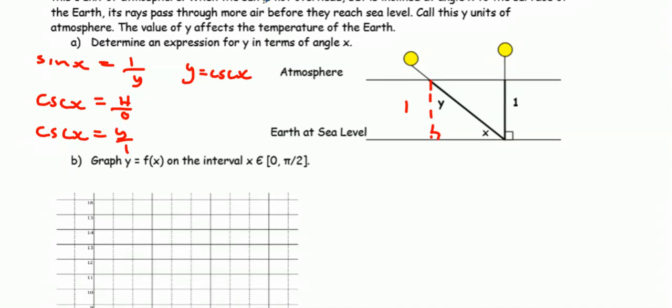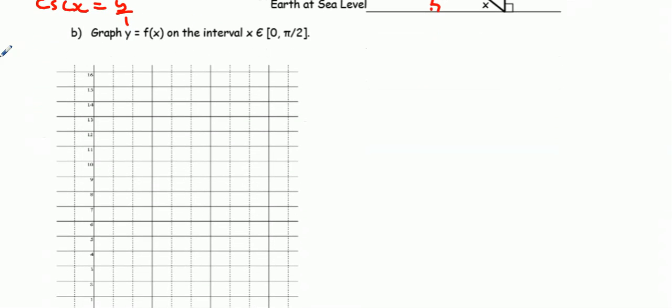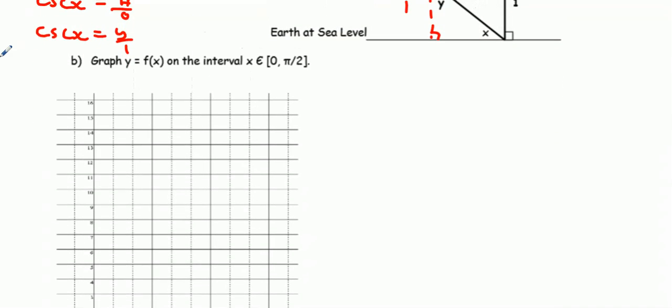So I'm just going to put an x through this part here. We're not going to use primary trig ratios for this. We're using reciprocal ratios. Okay. So now it wants to graph f of x over the domain from 0 to 2 pi by 2. Let's write our equation. It's y equals cosecant x.